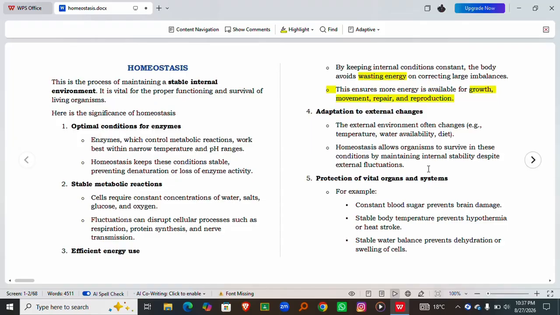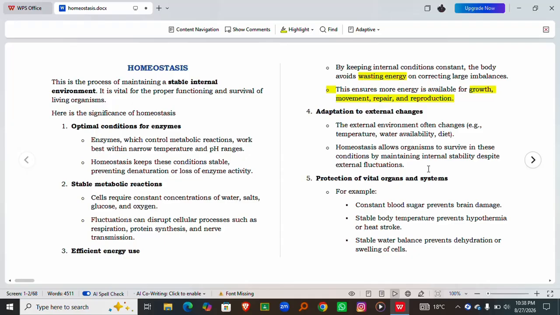One example is constant blood sugar prevents brain damage. When there is too much sugar in the blood, it can result in brain damage, or it can even cause damage to the eyes. So keeping the blood sugar constant will prevent such situations. Then a stable body temperature prevents hypothermia or heat stroke. When temperatures are too high, the body can stop working, resulting in a heat stroke.